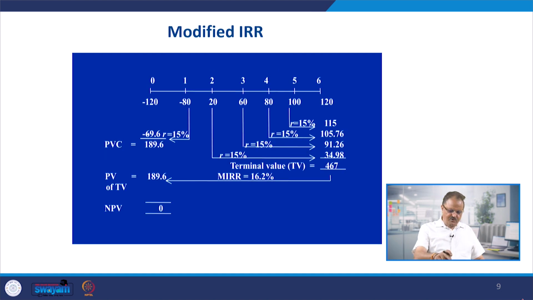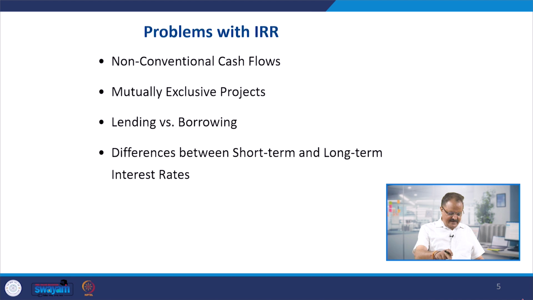And there is one more problem which is maybe not described here, but this fourth problem is the difference between the short term and the long term interest rates. Because in a real life scenario, when you are in business, you borrow funds at different rates of interest. For long term borrowings the rate of interest is different, for short term borrowings the rate of interest is different. So you have to finally find out only one rate, which we call the internal rate of return.